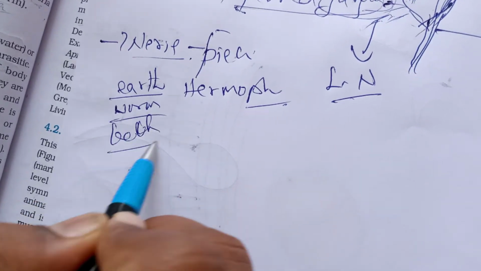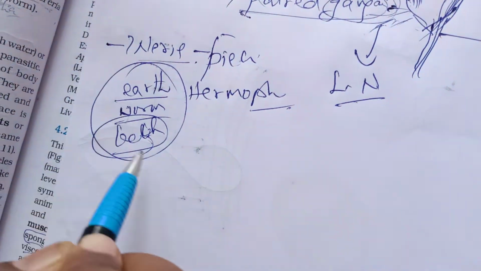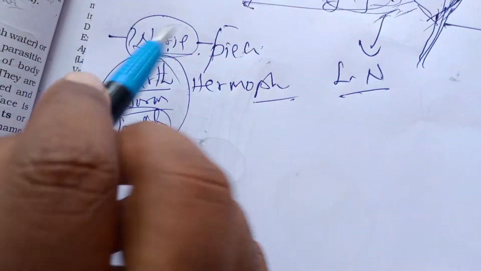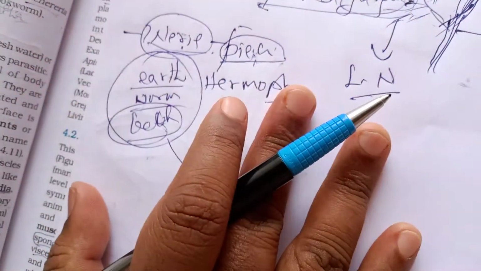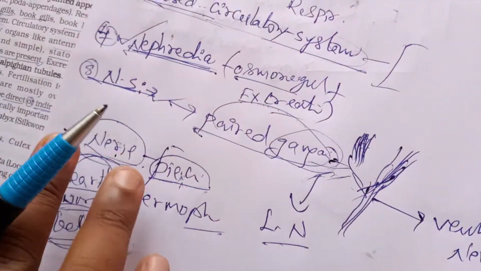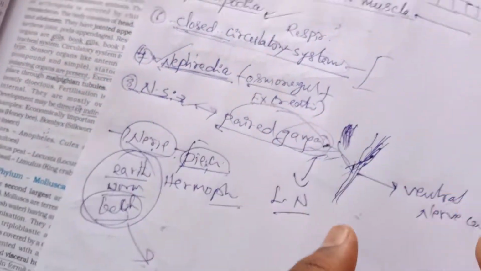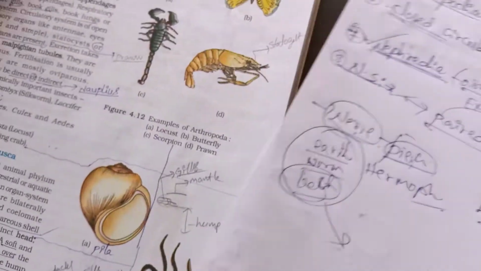Earthworm and leech are hermaphrodite. Nereis is unisexual, that means dioecious form. So these are examples of some characters of the annelids. Next one is the arthropoda.